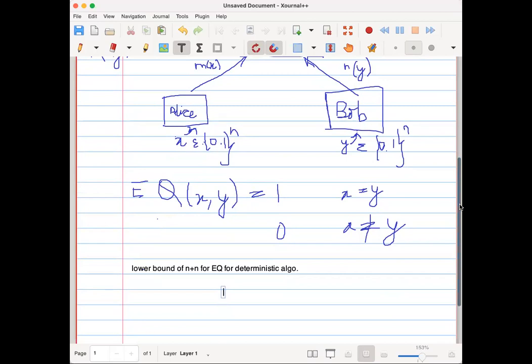So let us say Alice uses less than n bits of message, deterministic algorithm. So suppose Alice uses less than n bits of message. So what does this mean? This means that there are two different inputs, x comma x prime, for which Alice has sent the same message, right?